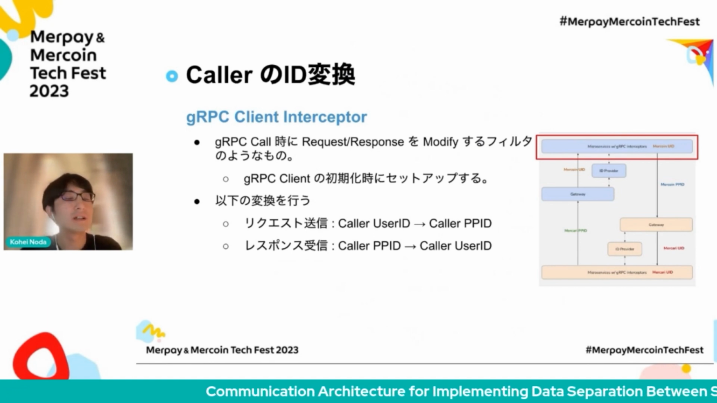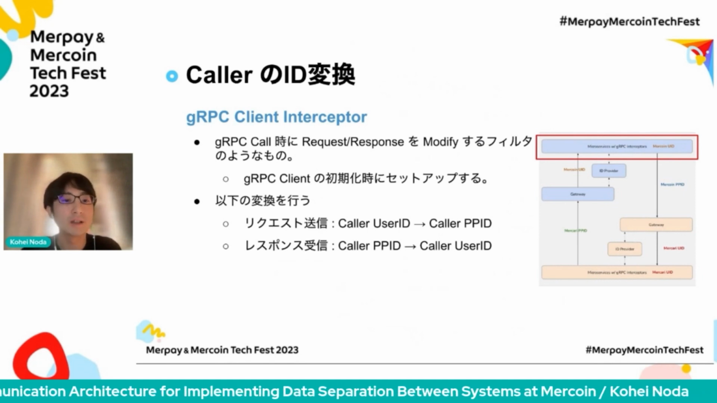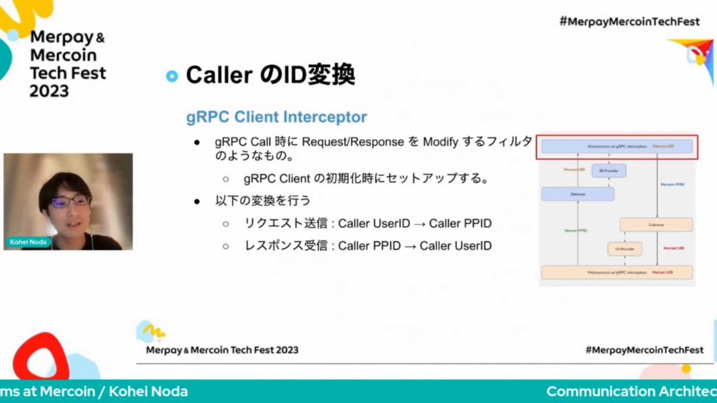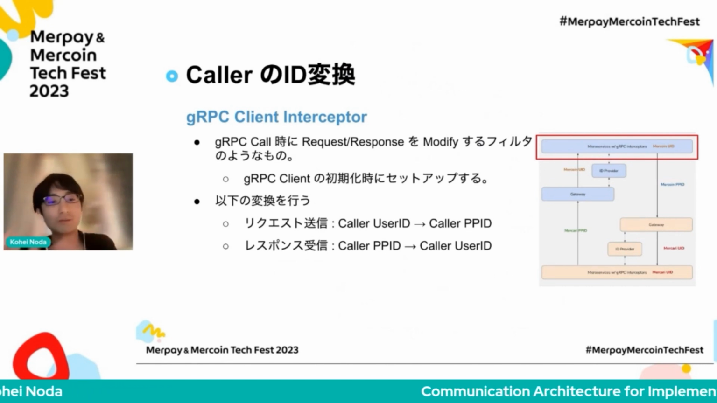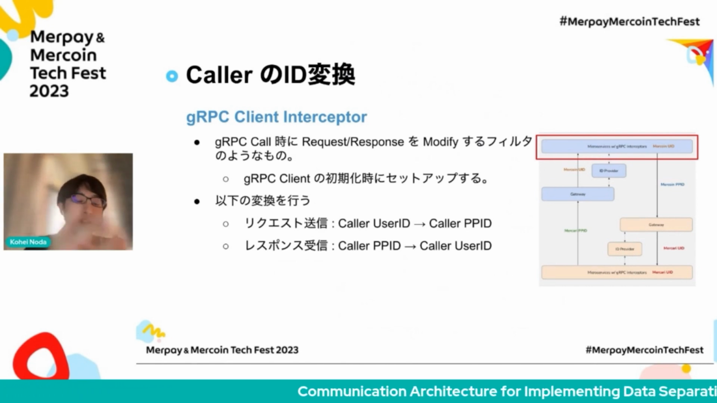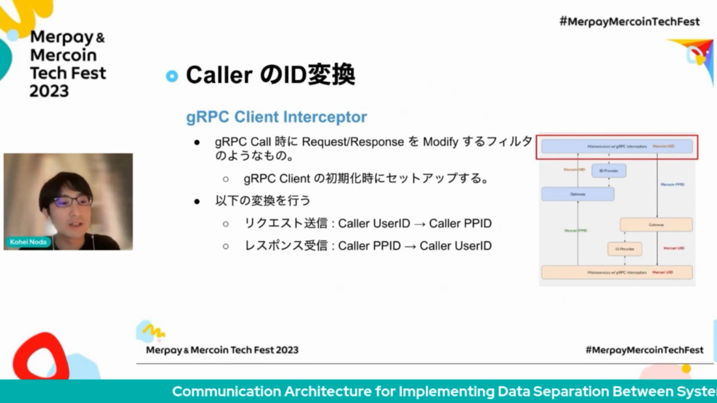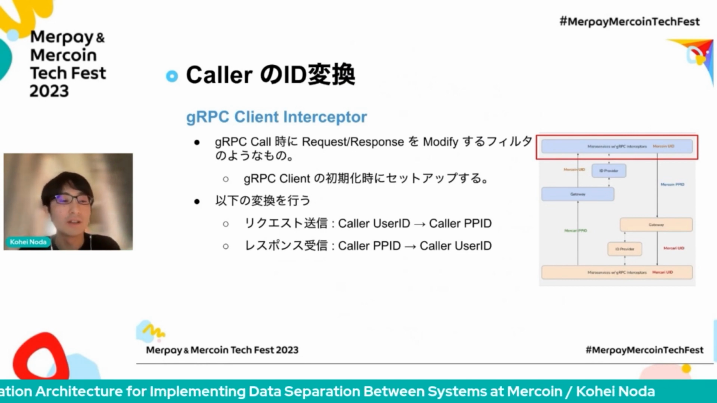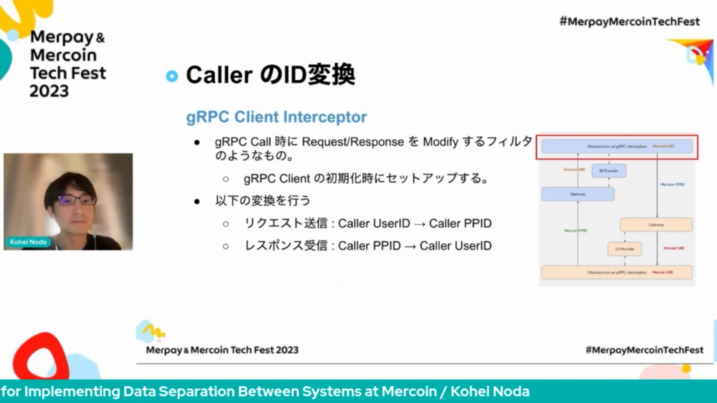It is not necessary to do this setting every time you make an API call. If you set up the gRPC client interceptor once, it will be called automatically thereafter. The interceptor converts the caller user ID into caller PPID when the request is sent, and when the response comes back, caller PPID is converted to caller user ID.